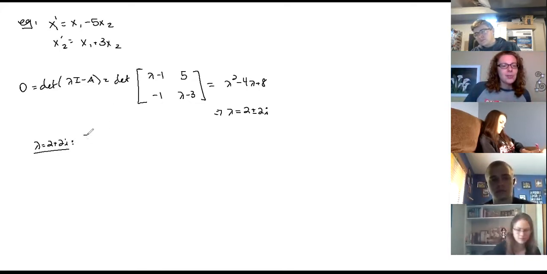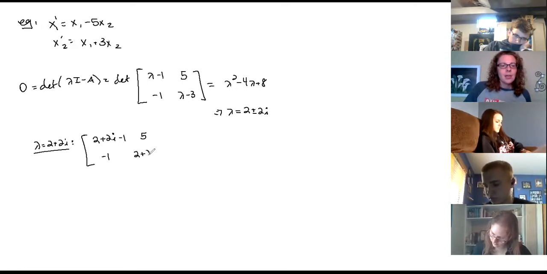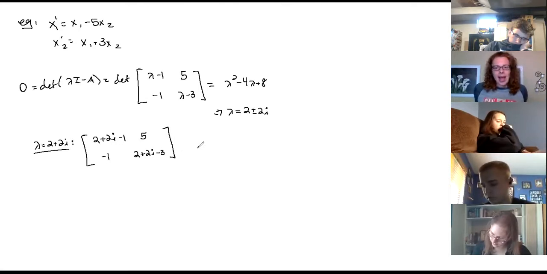All right, so here's what we've got. We are going to have the matrix with entries 2 plus 2i minus 1, 5, negative 1, 2 plus 2i minus 3.